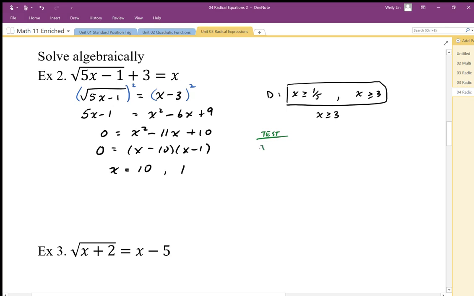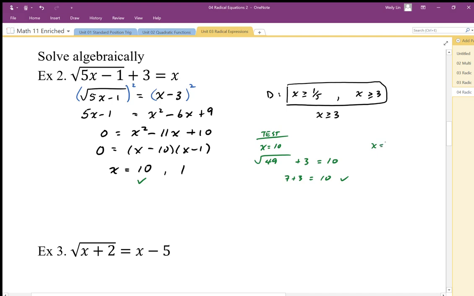So we're going to test x equals 10. Plug it in, we're going to end up with square root of 50 minus 1, which is 49, plus 3 equals 10. So we get 7 plus 3 equals 10. Yeah, that's a good solution. Okay, so we'll give the 10 a check.